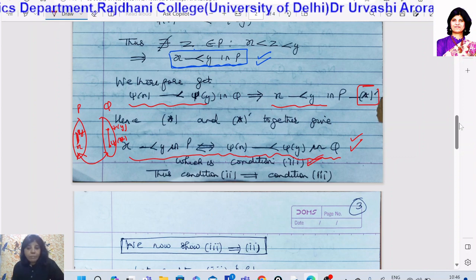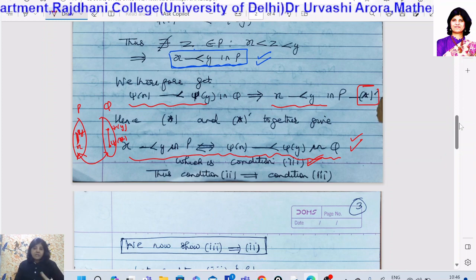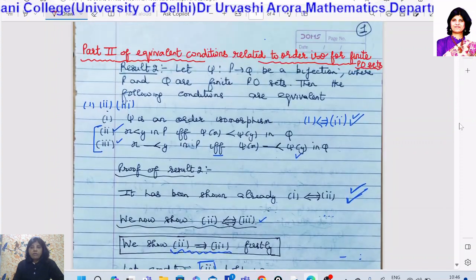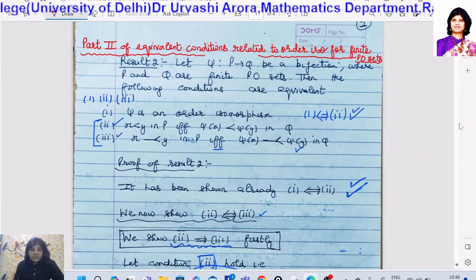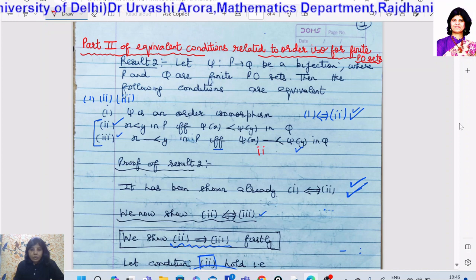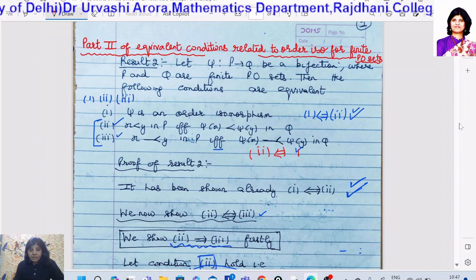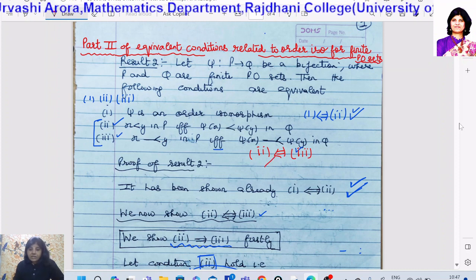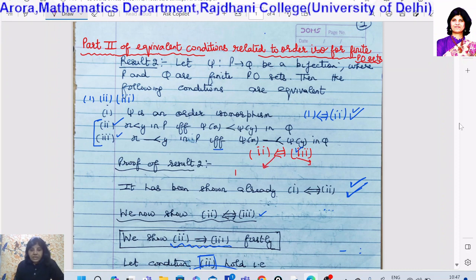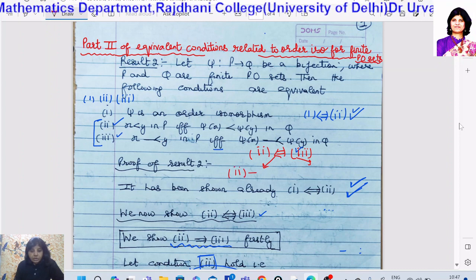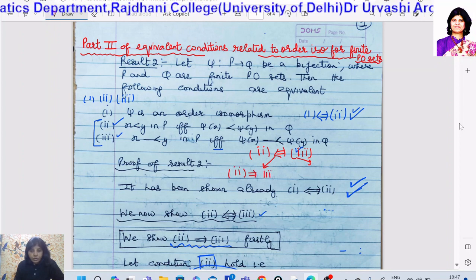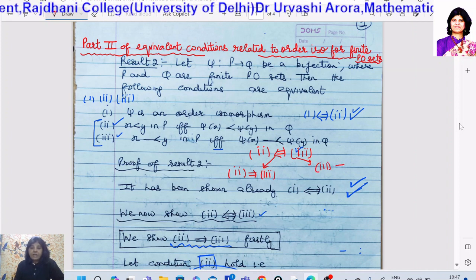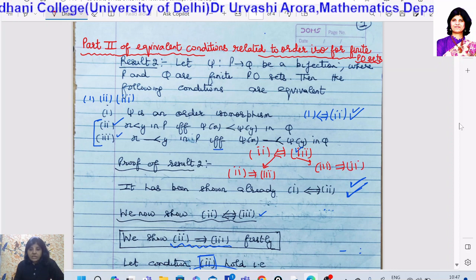So condition 2 implies condition 3. This is the first subpart of the second part that we were trying to show: that condition 2 implies and is implied by 3. What are the two things you have to do? You have to show that if condition 2 is given, then condition 3 should be true. And the second part is that if condition 3 is given, then condition 2 is true. Now this part we have already shown.